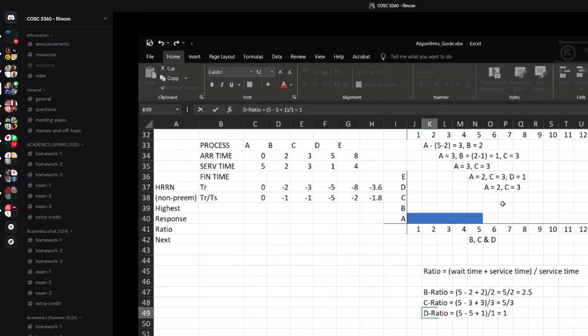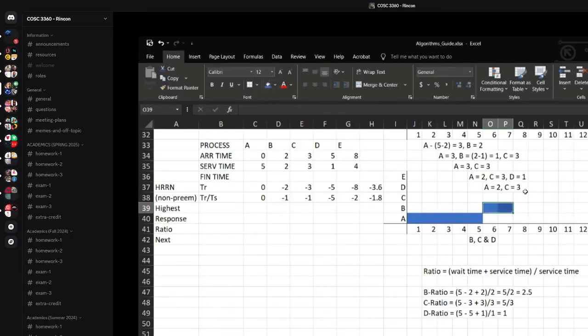After you're done calculating all these, you have to compare for the highest one among all three ratios. Which one is the highest? It will be B's ratio, 5/2. After you do all of that, you realize that B actually runs next. So B is going to run for its service time of 2. Any questions about this part?